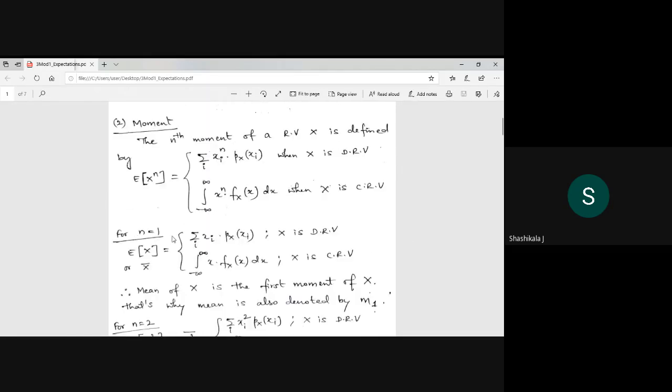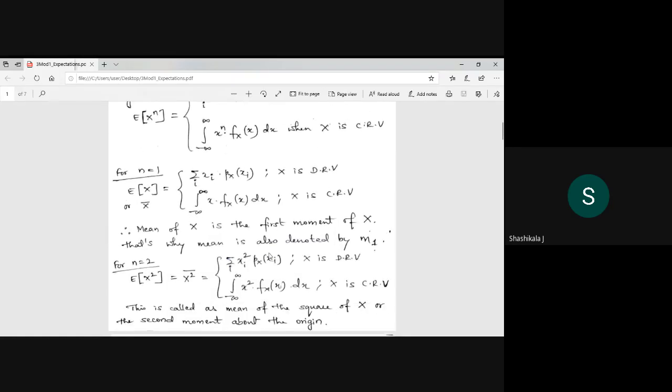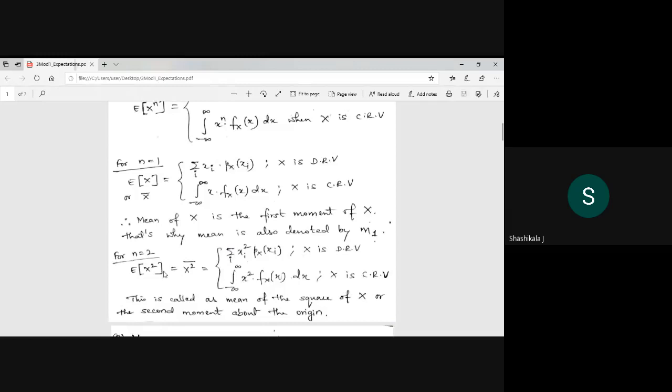For n equal to 1, this is nothing but x bar, the mean or average value or expected value. It is the sum of xi into p of xi, and for the continuous case, the integration of x into f of x. In problems we also use E of x square, that is x square bar. Here it is x square into p of xi for a discrete random variable, and if it is continuous then the integration of x square into f of x.